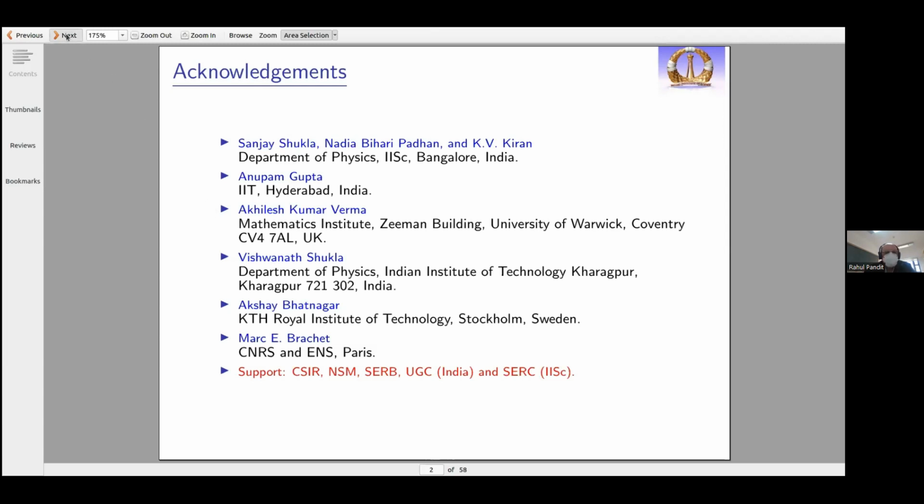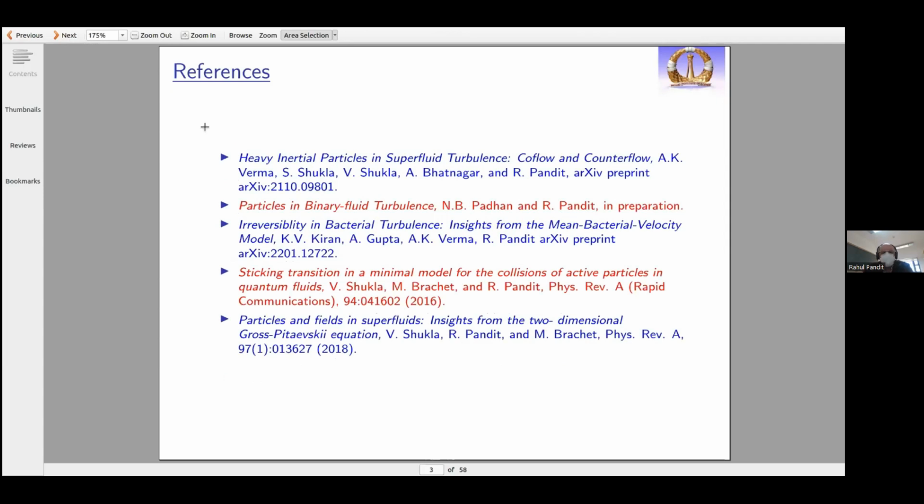All right, so what is the work that I'm talking about? Here are some references. This paper is on the archive, which is our recent work on superfluid turbulence. This paper on binary fluid turbulence is in preparation. And this paper on irreversibility in bacterial turbulence is also available on the archive. These are some old papers. I might or might not get that far, but had I had enough time, this would have been a nice way of ending the talk.